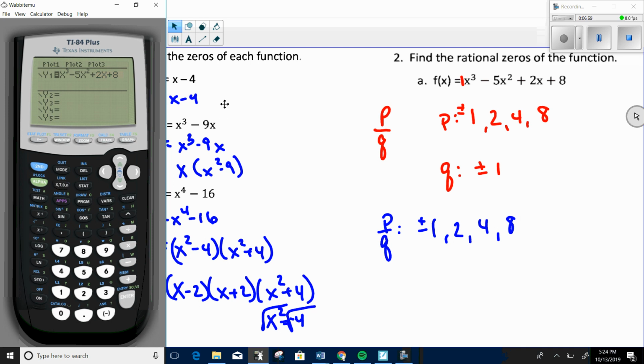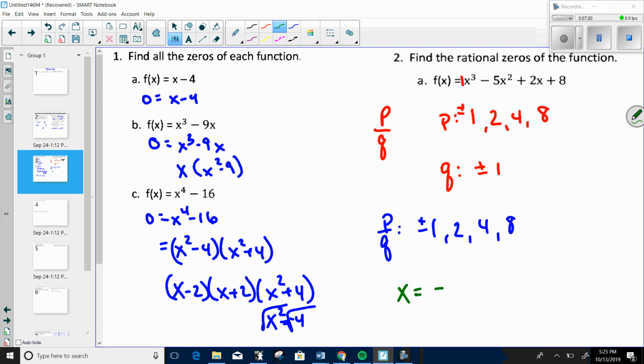The reason we're doing this is because our zeros are going to be where the graph crosses the x-axis. Anytime I graph, I always like to hit zoom 6, which sets my calculator to the 10 by 10 x and y axis. I get this graph, and notice it looks like it crosses the x-axis at -1, 2, and 4. So x looks like it should be -1, 2, and 4.